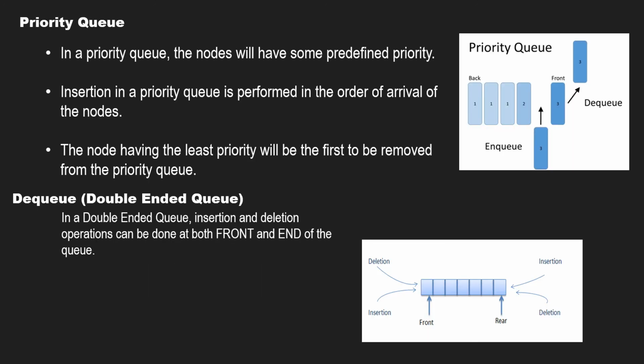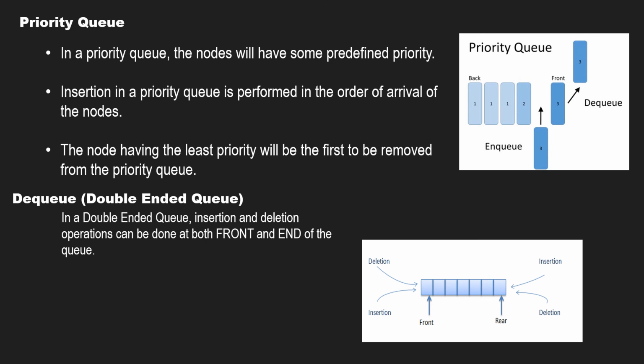Next is the priority queue. The priority queue makes data retrieval possible only through a predefined priority number assigned to the data item. Insertion in a priority queue is performed in the order of arrival of the nodes, and in deletion, the node having the least priority will be the first to be removed from the priority queue.